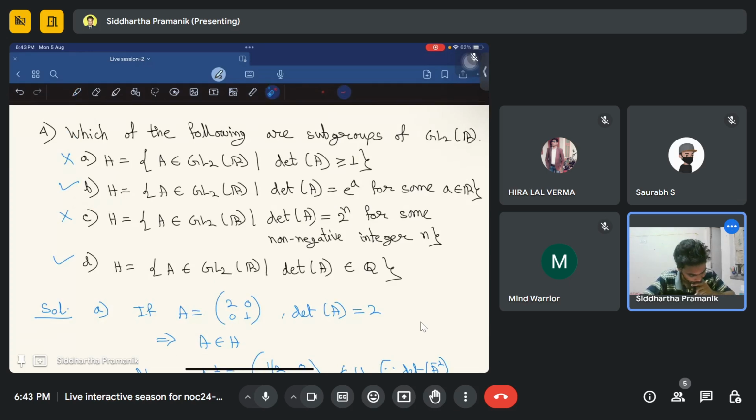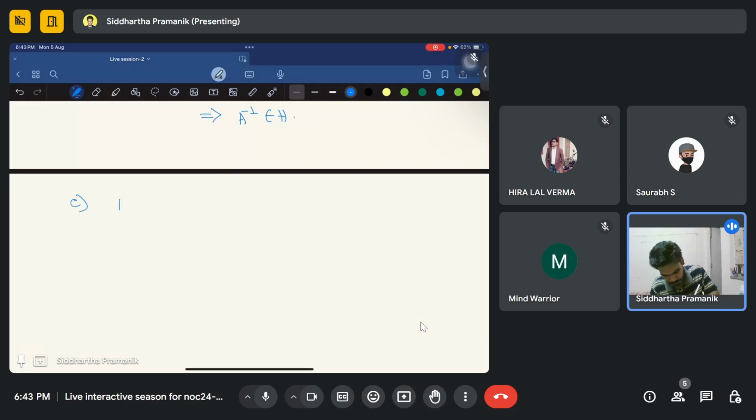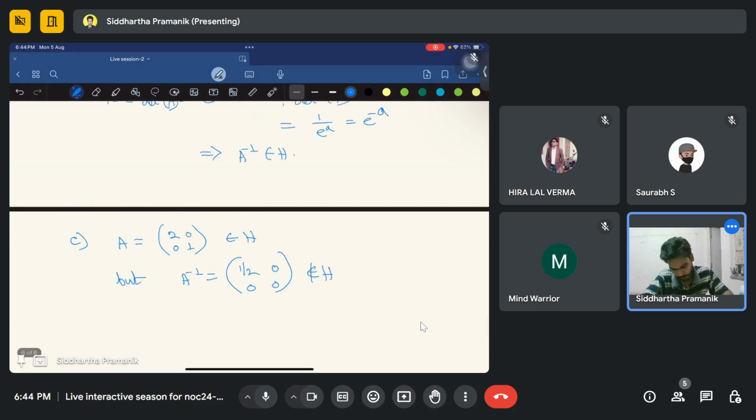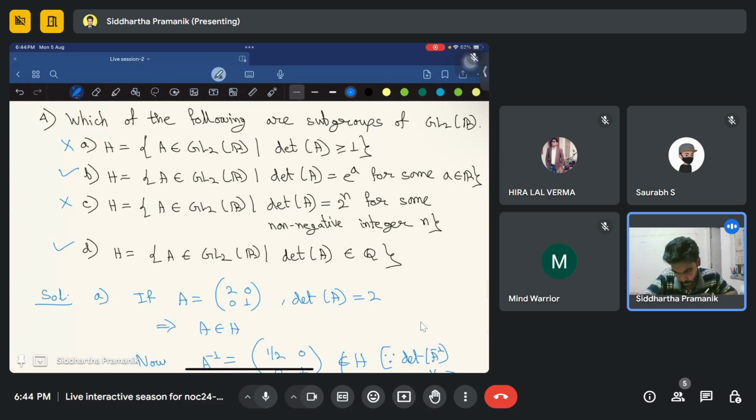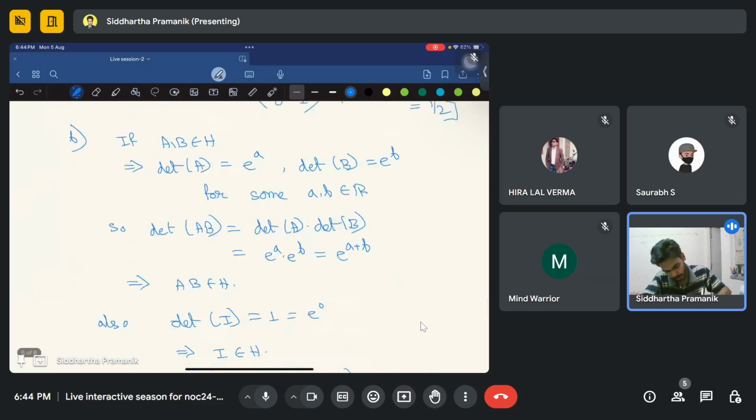Now for the third one, you can see the inverse property will not hold. Again the same example will work here. So let's take the matrix 2 0 0 1. This will belong to H, but its inverse does not belong to H. So C is not a subgroup and D is a subgroup. So okay, let me write it down.